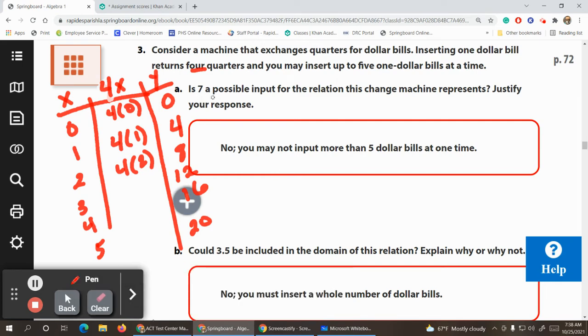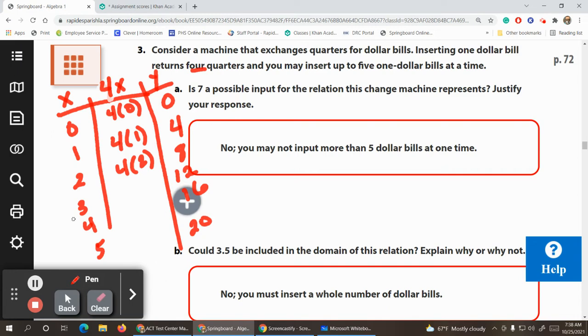Is 7 a possible input for the relation of this change machine? Justify your response. Is 7 an input? Yes or no? No. Okay, why do you say no? You can only input $5 at once. Yep, you can only put in $5. You can't put in 7. So for 7, the answer is no. You may not input more than $5 bills at one time.